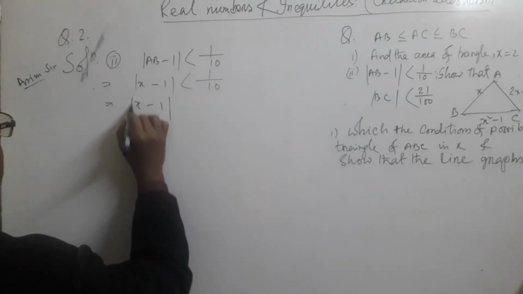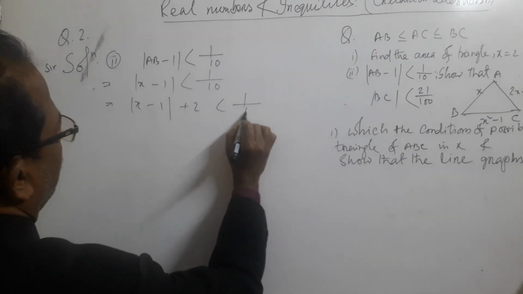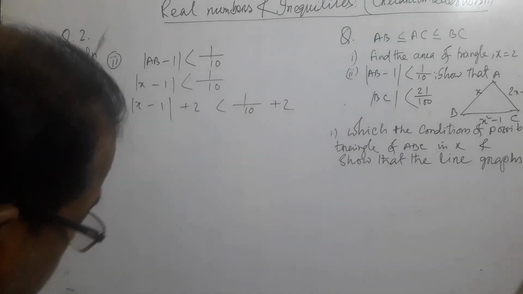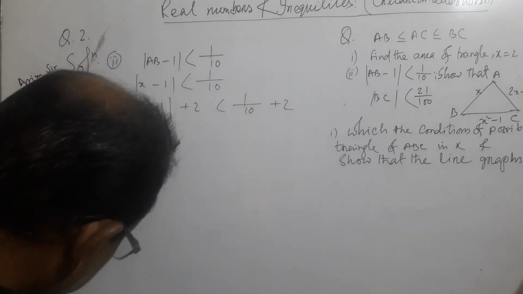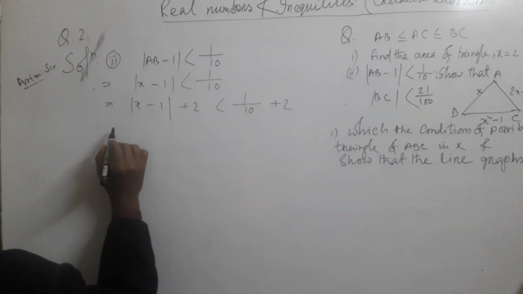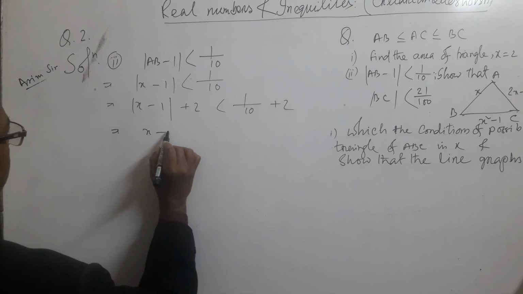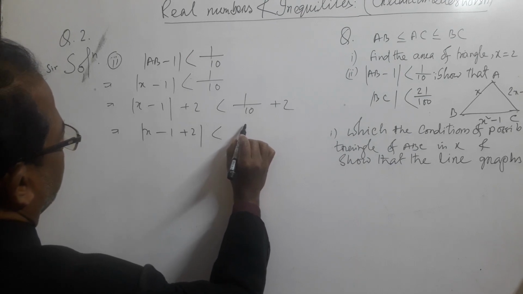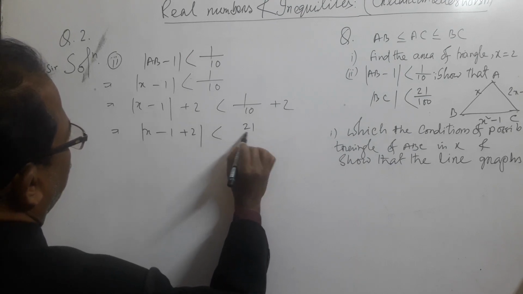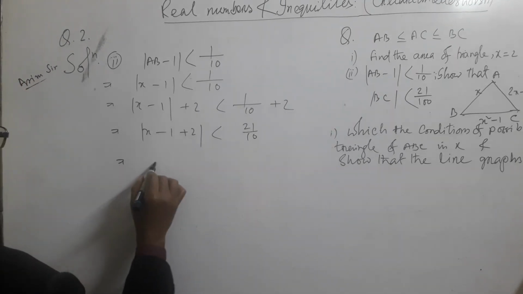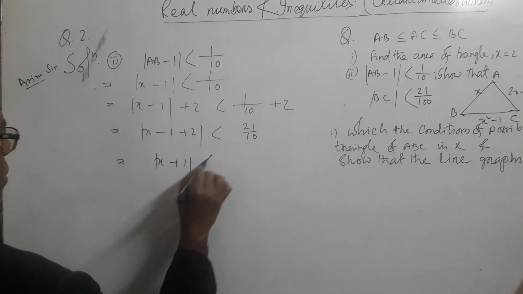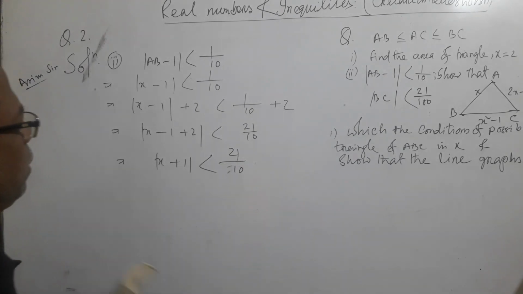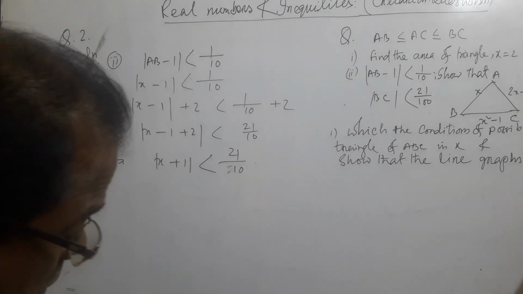Modulus of x minus 1, plus 2, is less than 1 divided by 10, plus 2 is a formula of inequalities. So that's why x minus 1 plus 2 is less than 2 into 1 divided by 10. So that implies modulus of x plus 1 is less than 2 into 1 divided by 10. It is the easiest thing.